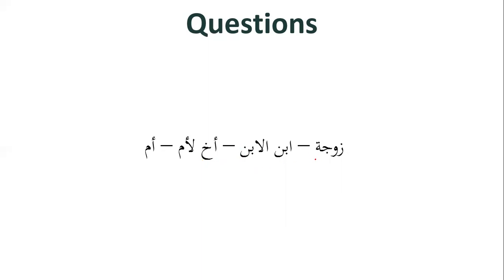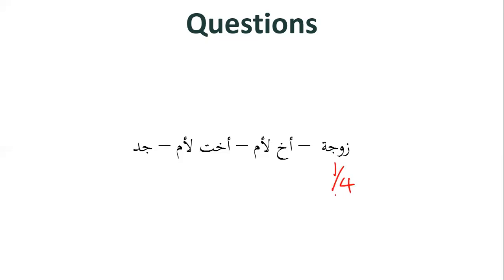So in this question, the Zawjah will receive 1/8 of the inheritance because the Ibn al-Ibn is present, and we also know that the Akhli Ummin will be mahjoob. In this question, Zawjah will receive 1/4 of the inheritance because there's no ibn, there's no bint. We also know that the akh li ummin, ukht li ummin will be mahjub because of the jad, and the jad will be asaba.